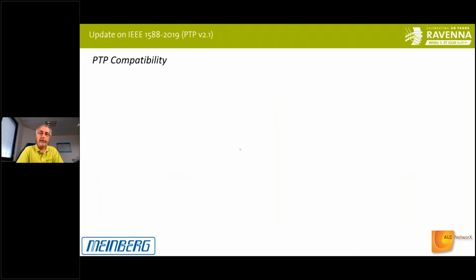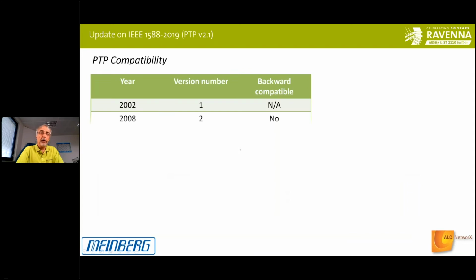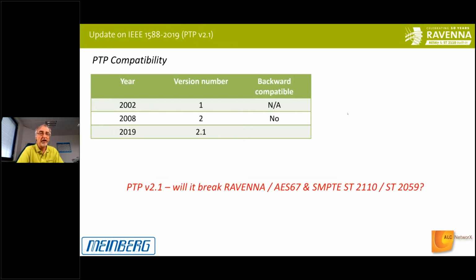So what about compatibility? PTP compatibility, we have 2002 and 2008, and by now everybody should know that there is no backward compatibility. So 2008 was written in a way that it broke with the compatibility to the 2002 definition, so you can run devices either in 2002 or 2008 mode, and of course most of the devices today use PTP version 2, the 2008 mode.